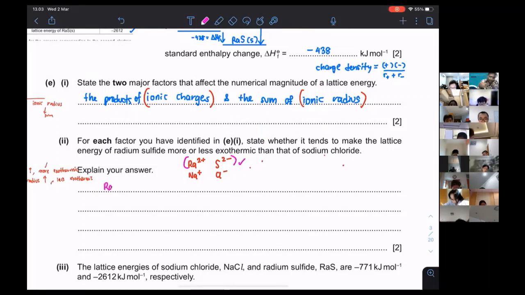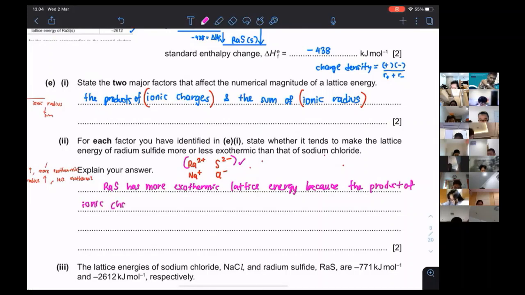So I will just say, for RaS, it has more exothermic lattice energy because the ionic charges, or the product of ionic charges, are greater than NaCl. So that's the first point.